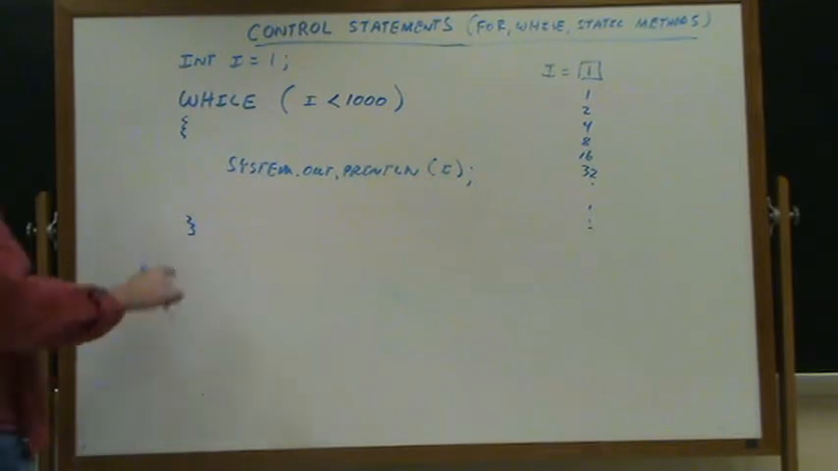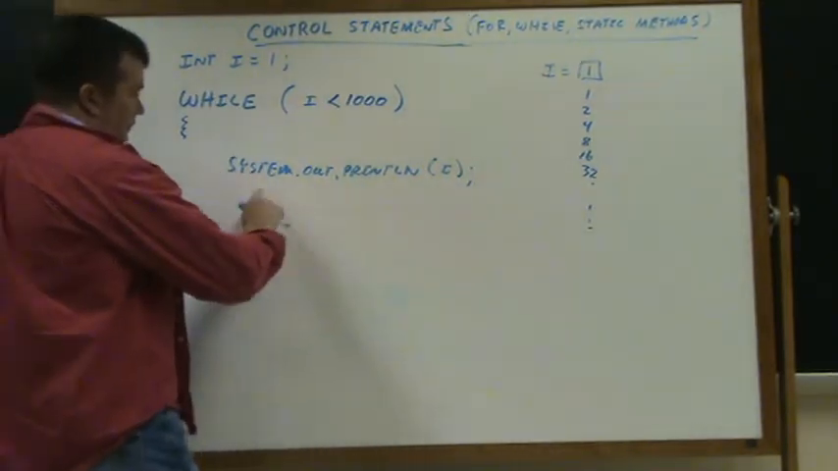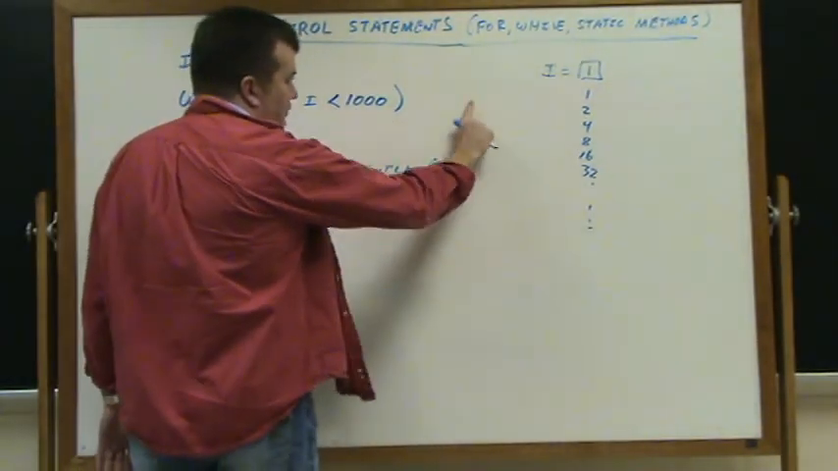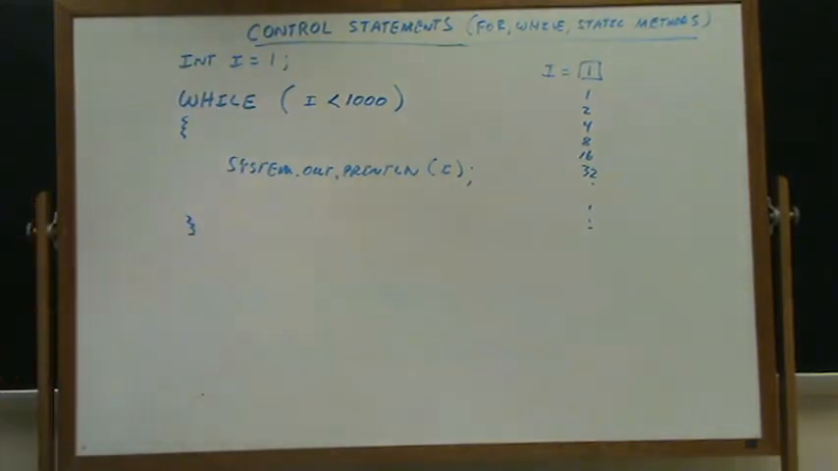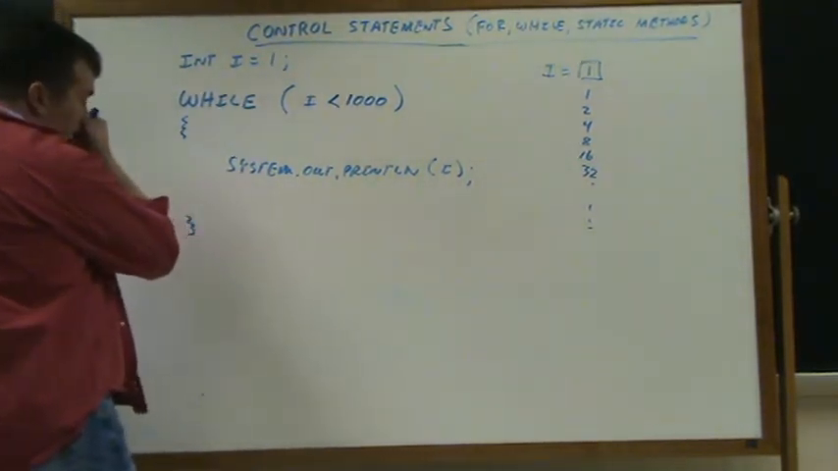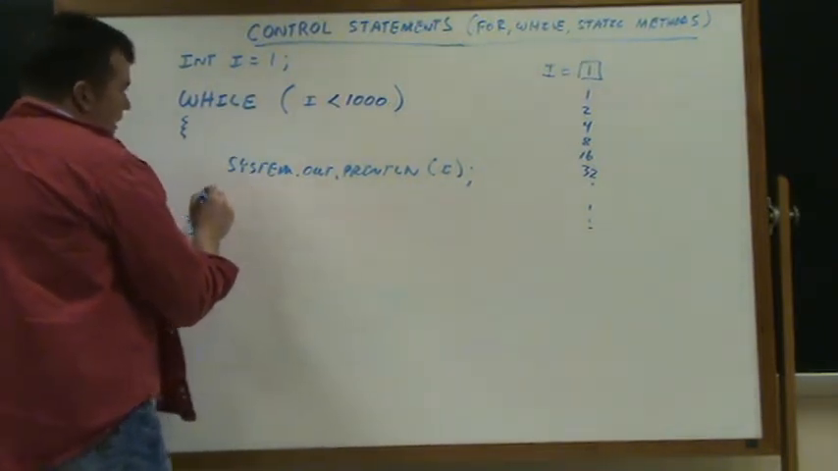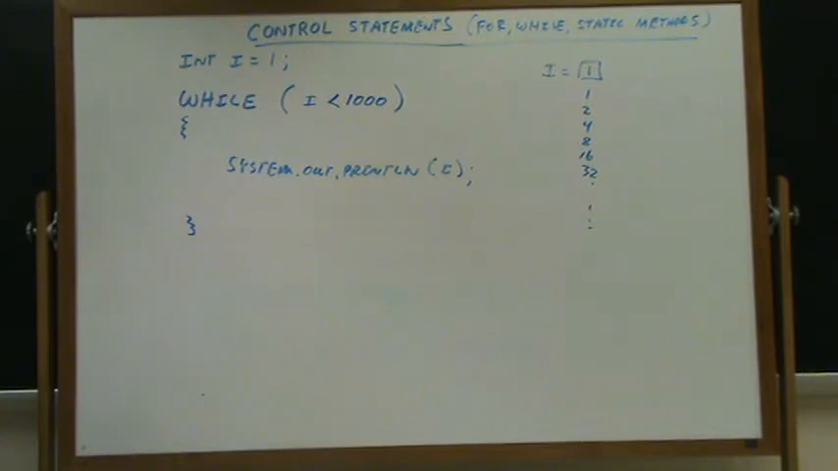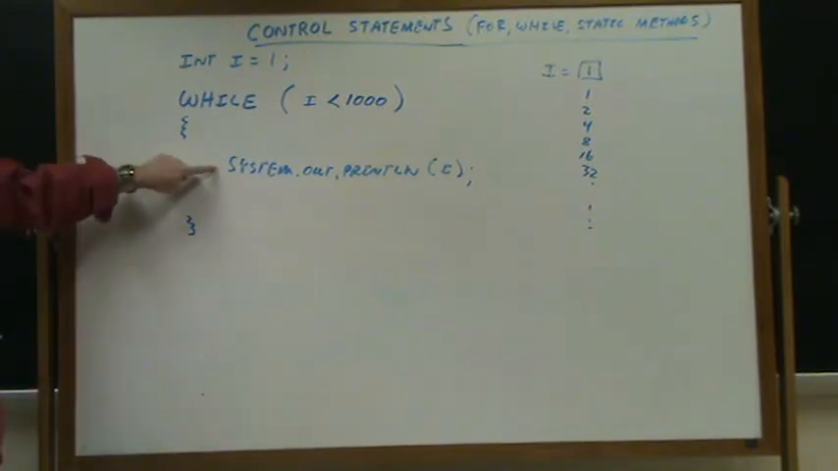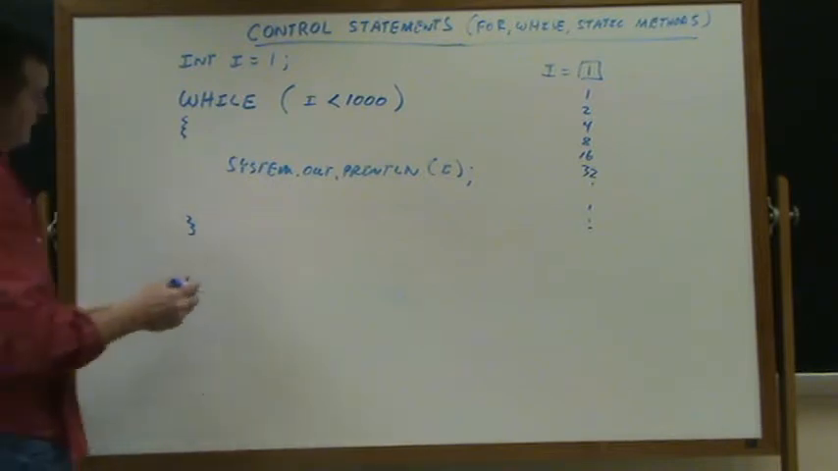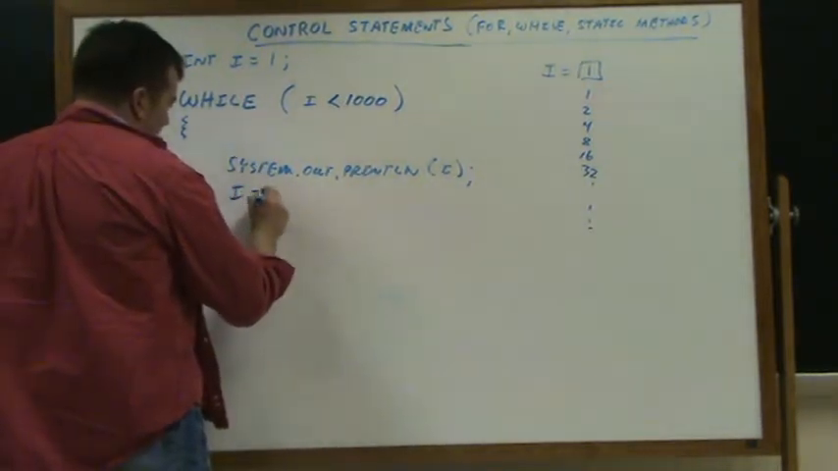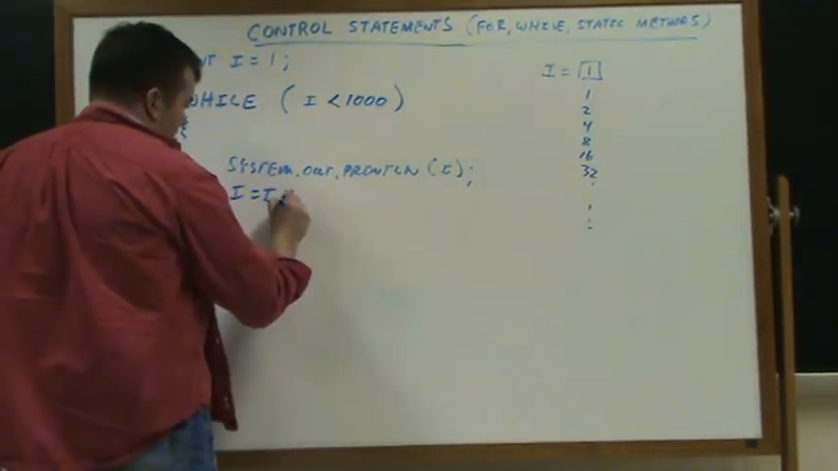So we would want to put inside this code, if you remember the last time, the for loop said what do we want changing each time, and we said I equals I plus 1. Now we'll encode that into the body of this while loop. Do we go above System or below? I guess we wanted, first we'd like to print out the value, then compute the next value. So we'll say I equals I times 2.